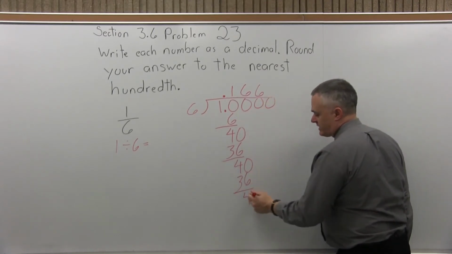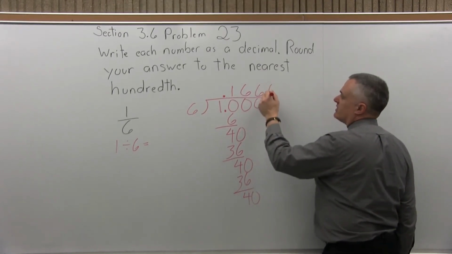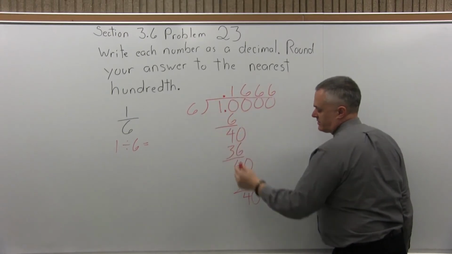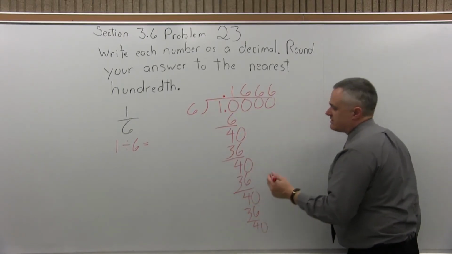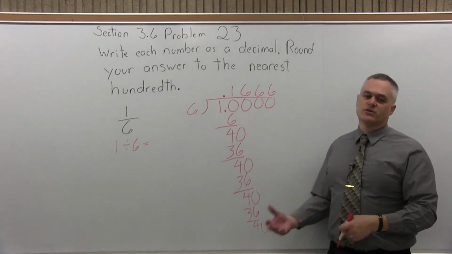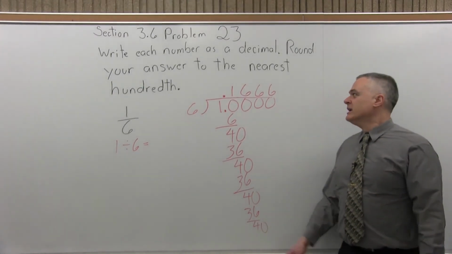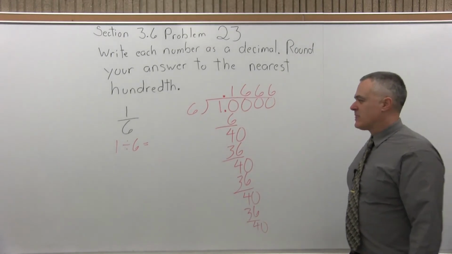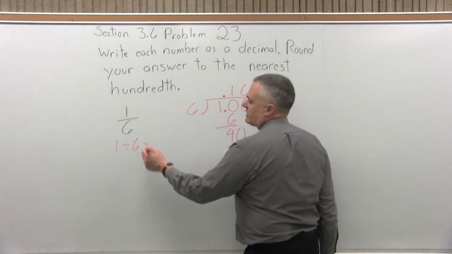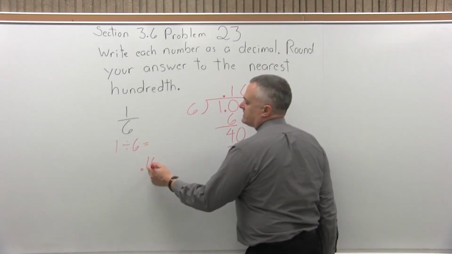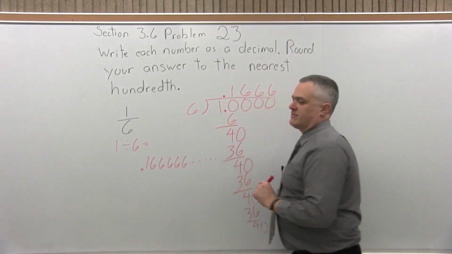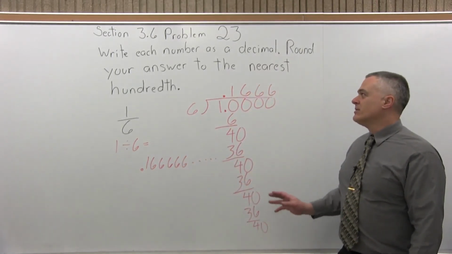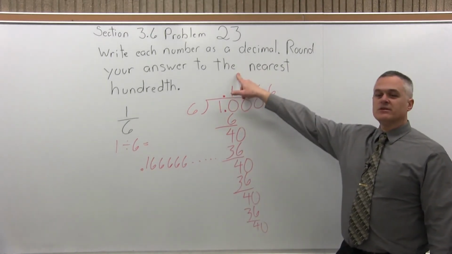Create another 0, bring it down. 40 again. It's just going to keep going. Every time I have a 40, it's going to go 6 times, making a 36, making a remainder of 4. Another 0 after it becomes a 40, another 36, another 4, another 40. The 6's never end. So the answer when I do the division is 0.1666666, never ever ending.